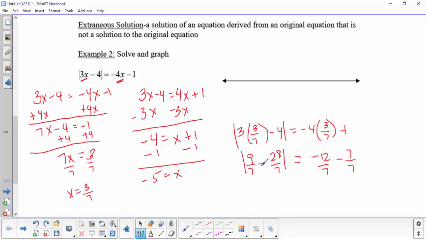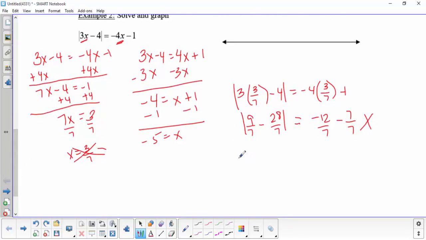Now, at this point, there's no reason to continue checking because I have an absolute value on the left-hand side, which is always going to be positive. And on the right-hand side, I'm going to have a negative number, so that's not going to work. So that answer, the 3/7, is extraneous. So now I'm going to move on and check the negative 5.